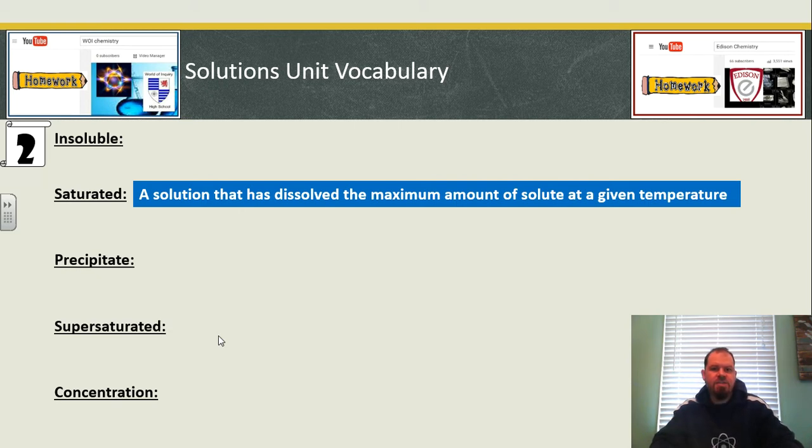Definition: a solution that has dissolved the maximum amount of solute at that given temperature. So I would make the analogy to a sponge that's holding as much water as it could. In this case, the liquid is holding as much of that powder as it can. You put a little bit more in, and it just won't dissolve anymore. It's already dissolved as much as it possibly can.